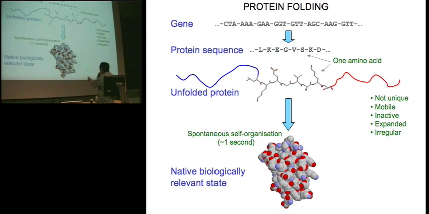Into this native biologically relevant state. So you have the carbon atoms, I've colored them in gray right here. The oxygen atoms are colored in red, and the nitrogen atoms are colored in blue. So this is what happens within a second, right, when the protein is made and you let it fold up. And this happens very, very quickly. And that's an evolutionary process that has been optimized, for most proteins, over billions of years of evolution.